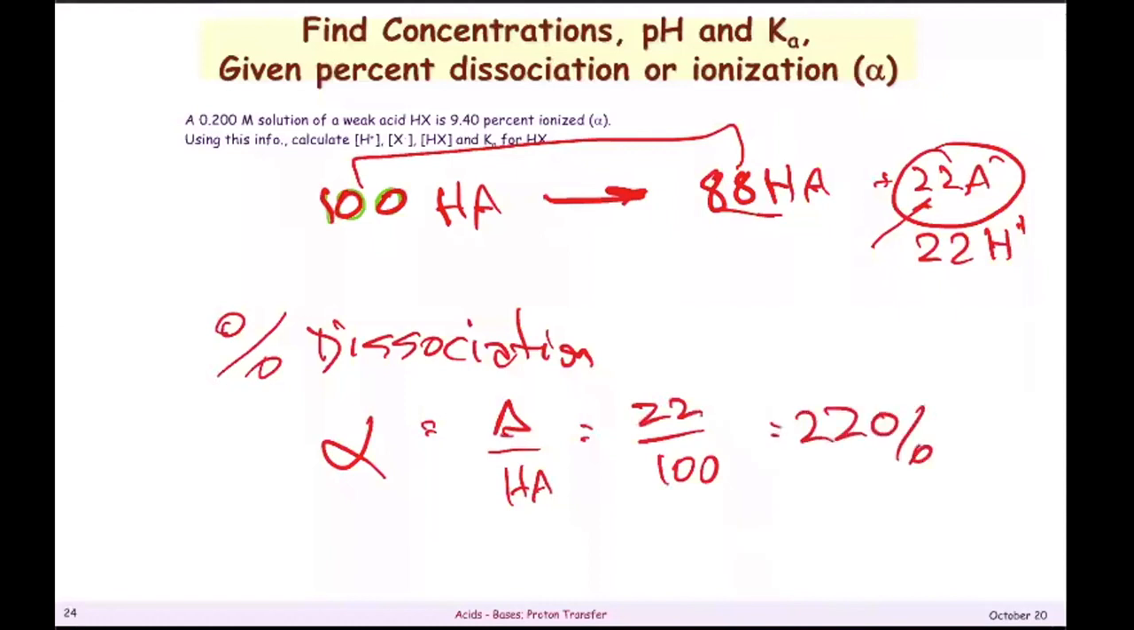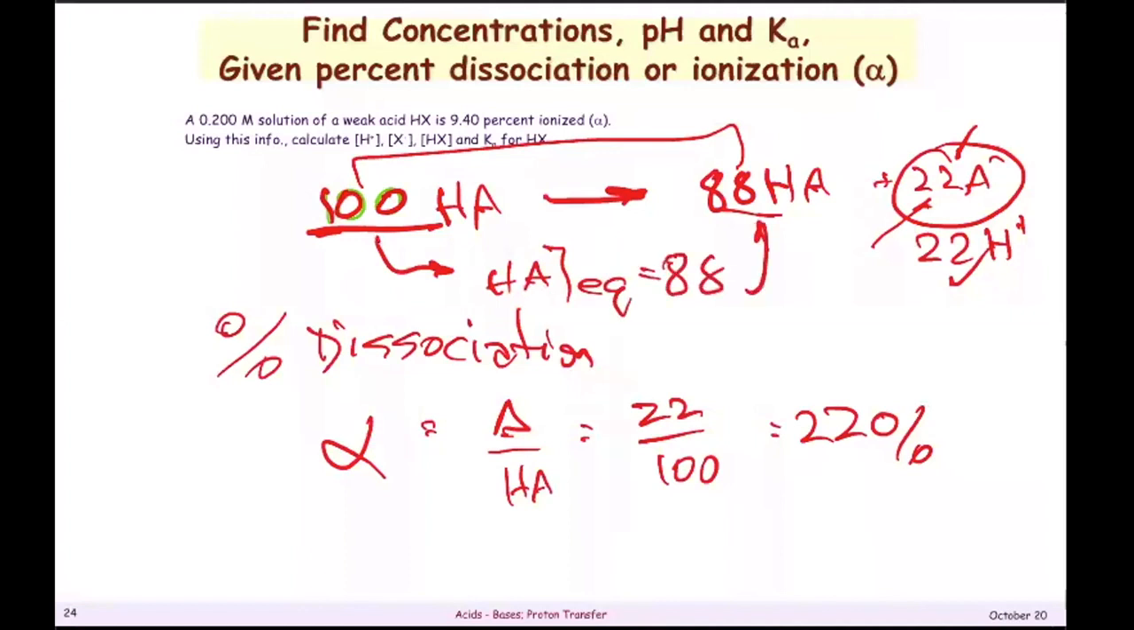Okay. If you know the percent dissociation, you can also calculate the amount of hydronium ion that is produced. If you know the percent dissociation, then you can also calculate a Ka. Why? Because I know what these concentrations are. I know what this ends up being at equilibrium. And so I can plug in those numbers and get the acid dissociation constant. So percent dissociation gives you the Ka indirectly.